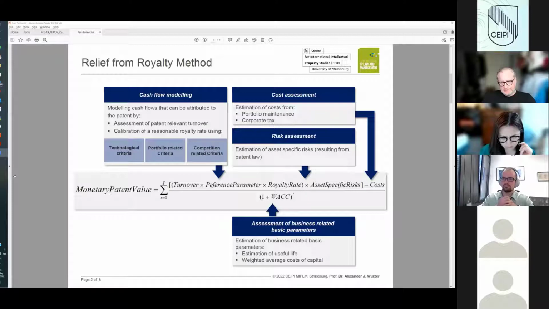The cost will be the cost you incurred in creating the IP, and you divide it by 1 plus WACC, and WACC is the weighted average cost of capital. In this case, it's the discount factor, and you compute that over a period of time T.